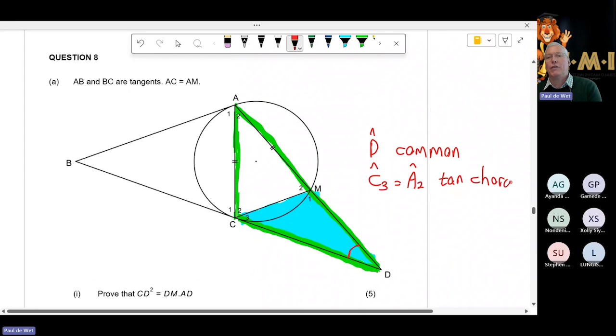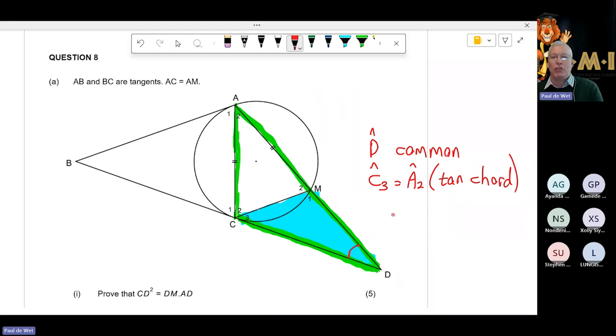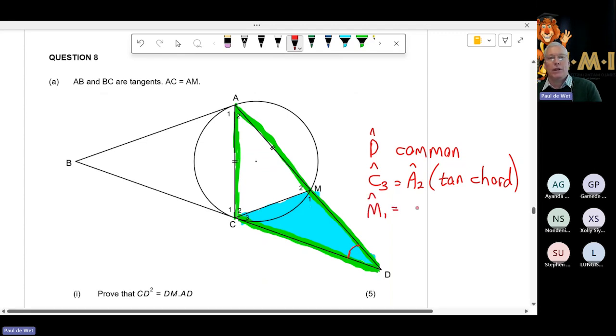Now, guys, remember we need three angles, but actually, if we've got two, the other one must be equal. So what is the other angle in the blue triangle? Which angle have we not spoken about yet in the blue triangle? M1 is equal to C2. It's actually C2 and C3, or ACD, if we want to. And this is the third angle of the triangle.